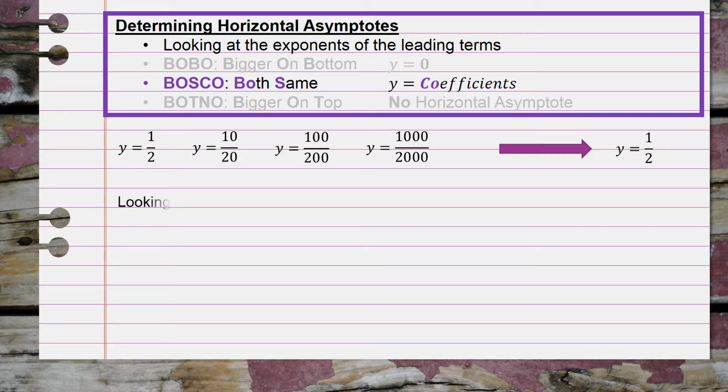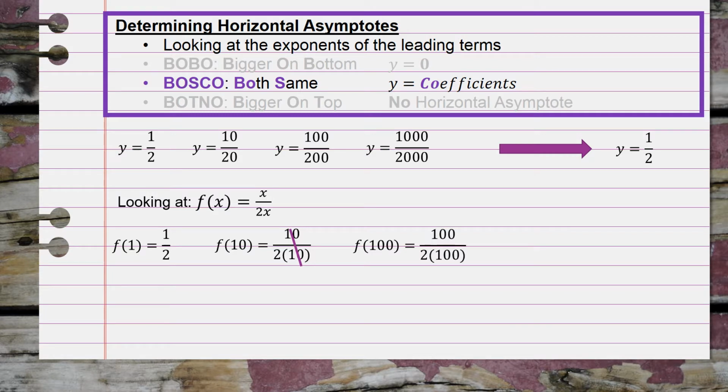Now, if I look at this as a function, say x over 2x, and I plug in values, say I plug in a 1, that gives me 1/2. What if I plug in a 10? Well, 10 over 2 times 10. Remember, the 10s can reduce, so the result is still 1 over 2. What if I plug in a 100? Here it also reduces. So as I continue to plug in larger and larger values, what does this always equal? In this case, it will always equal 1 over 2, which happens to be the ratio of the coefficients of the original function.